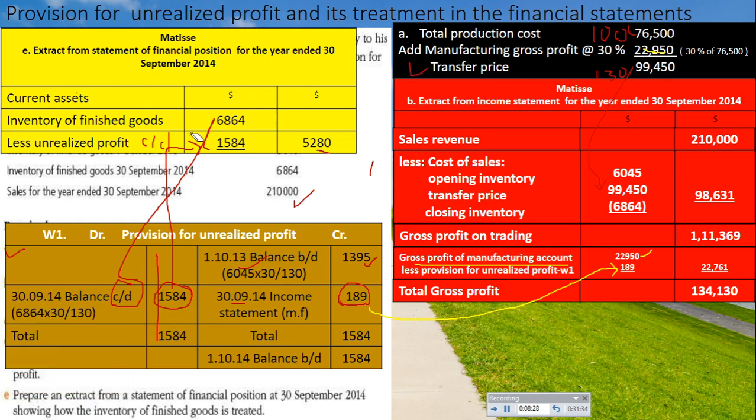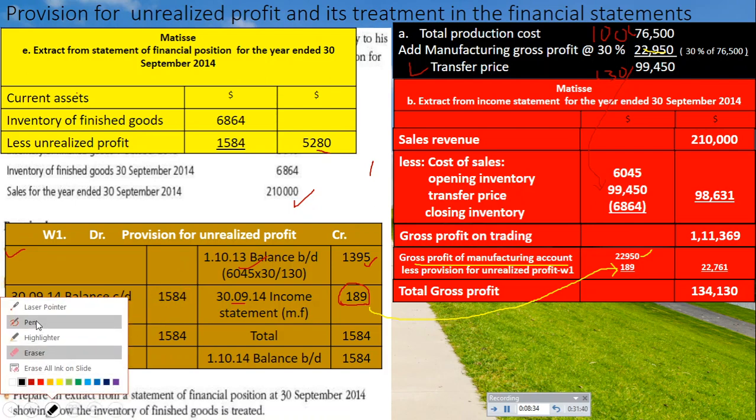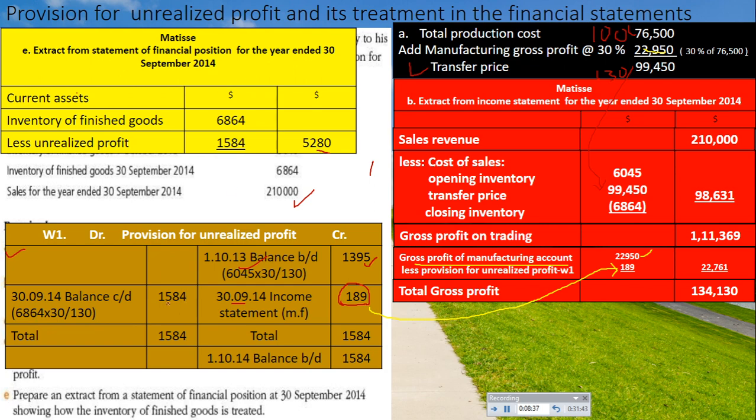Just a bit of confusion out here. Okay. So the balance CD, this part, make sure you understand it. You are supposed to deduct the CD from your current assets to arrive at 5280. So basically what we are doing here is we are removing the profit tied up in the closing inventory. That's what we did. So pause this video for some time and make sure you understand this, because this is part of your manufacturing account.